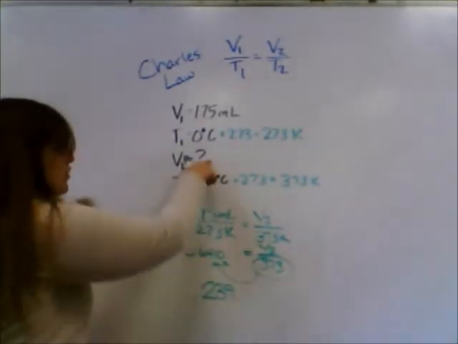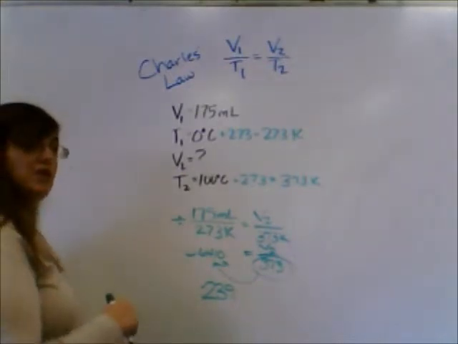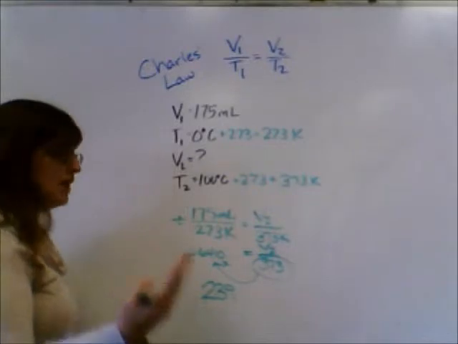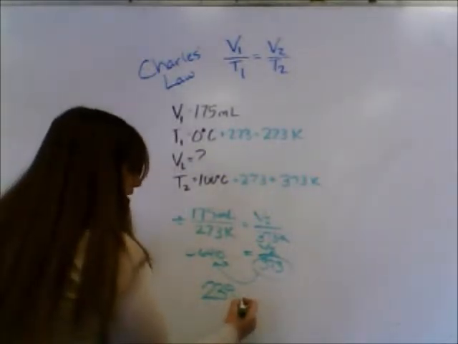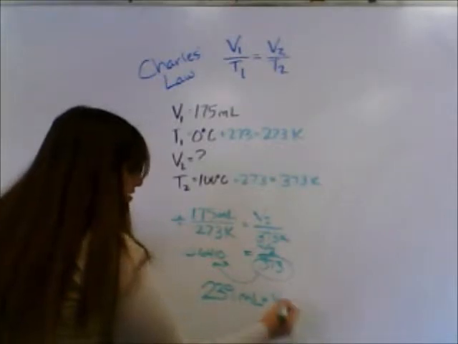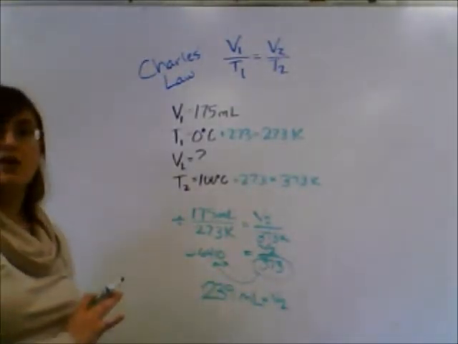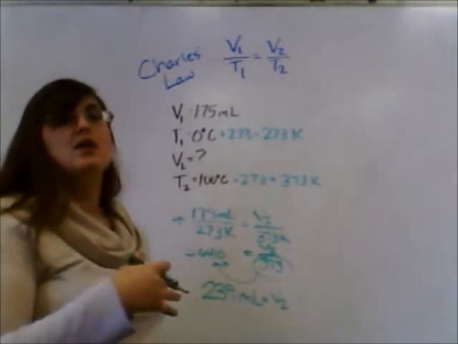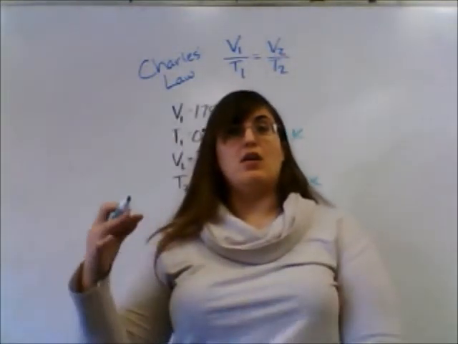So what are we looking for? We're looking for volume. What was our original volume measured in? It was measured in milliliters. So what will our unit be here? It will be milliliters. Okay, so that's how you solve a pretty straightforward, simple one where you're looking at finding the volume.